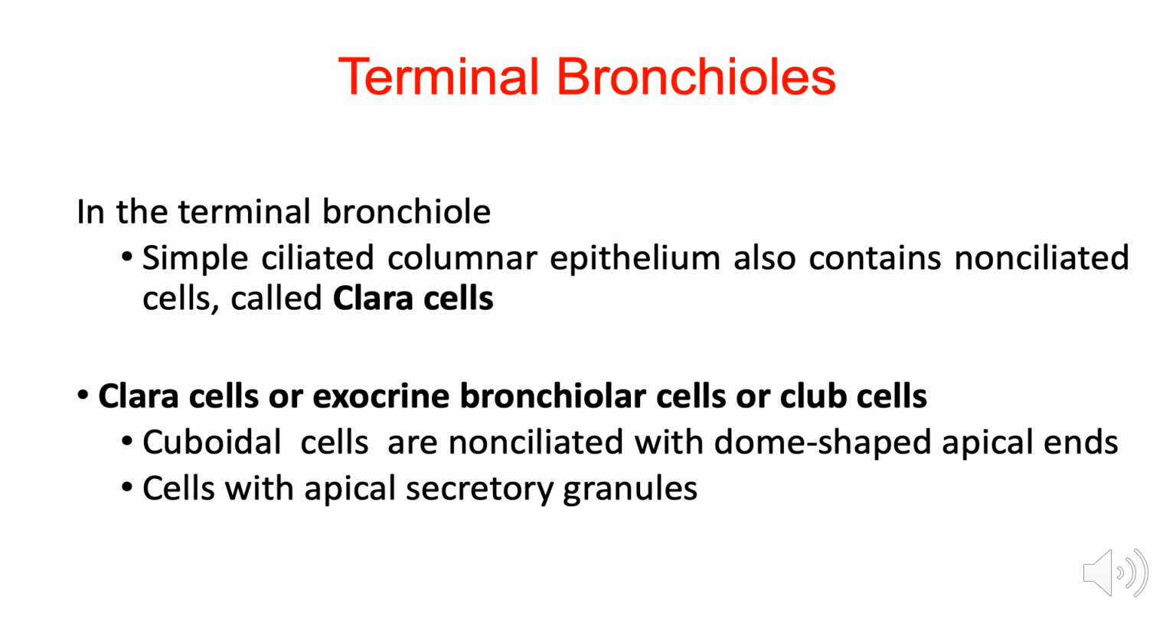The terminal bronchioles are lined by simple ciliated columnar epithelium. Expect to find tall cells with cilia on their apical portion. But there are important cells that are interspersed among these simple ciliated columnar cells, and we call them Clara cells. Clara cells are easily identified because they don't have cilia on their apical surfaces. Clara cells are also called club cells or exocrine bronchiolar cells.